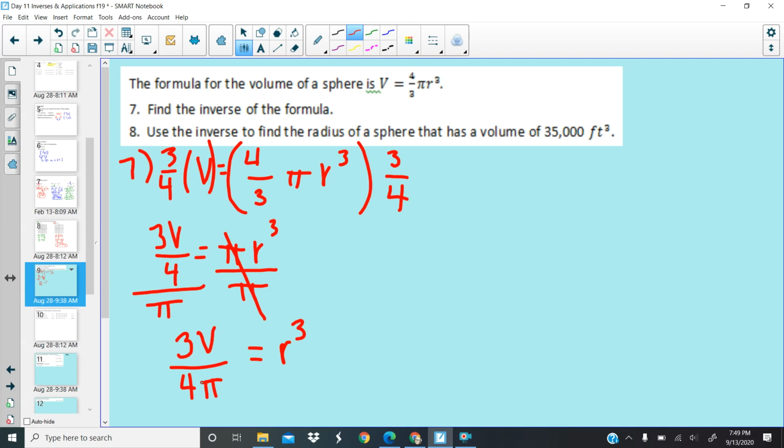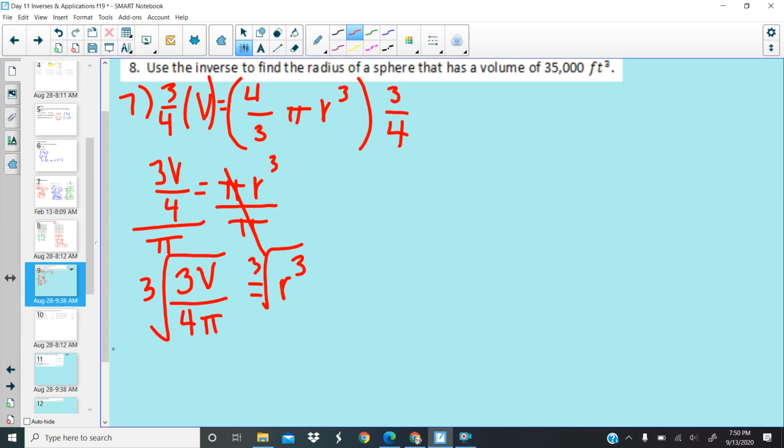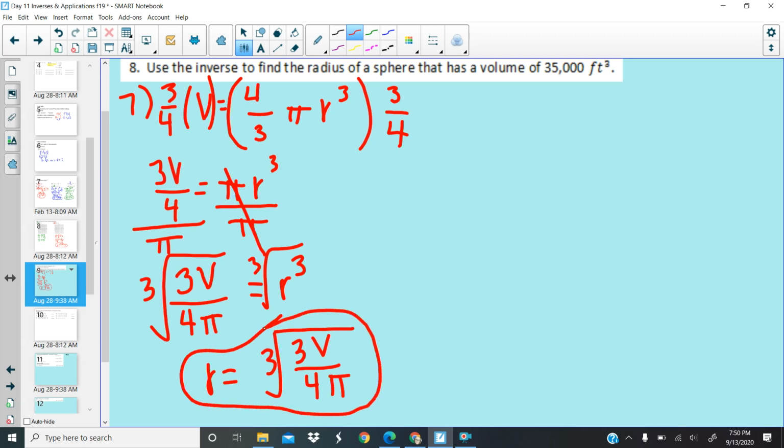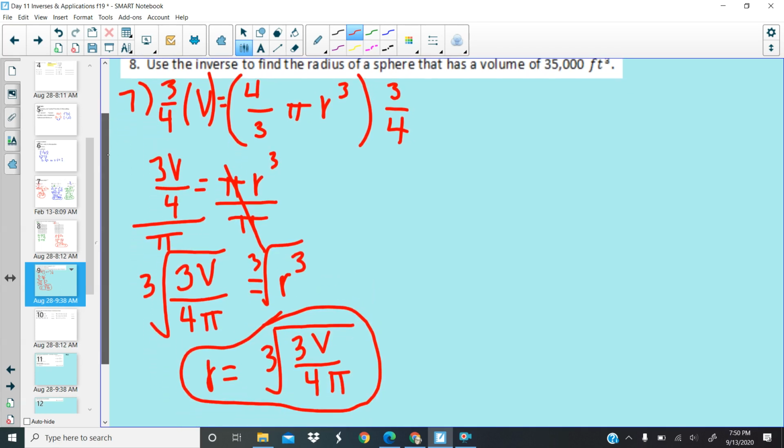So the last thing you need to get rid of is the cubed. We talked about earlier that anytime you have an exponent, you need to take the root of that exponent. So in this case, we need to take the cube root. That looks like the square root sign, but there's a 3 out front. And so then the cube root gets the r by itself. So now we can write r equals the cube root of 3v divided by 4 pi. That looks really long, but that's going to be the answer for the inverse on number 7.